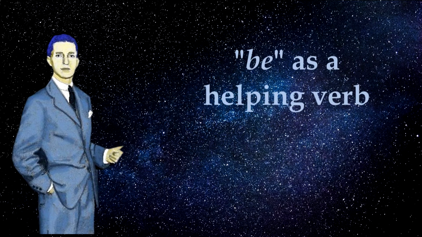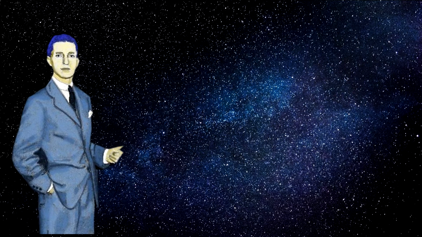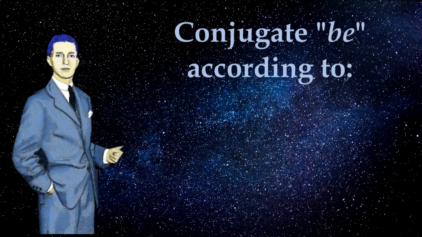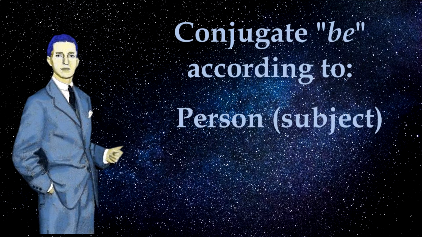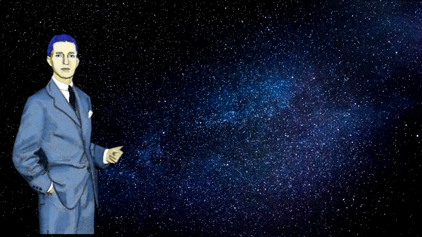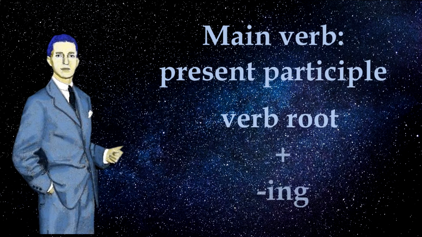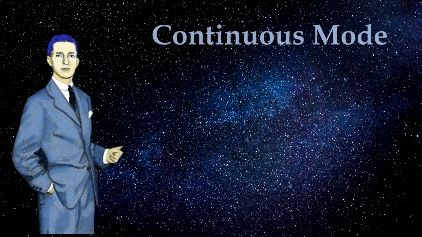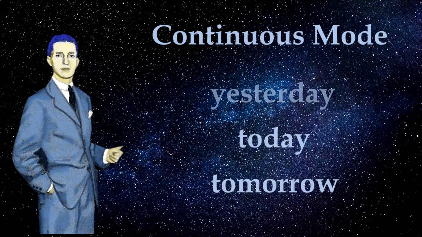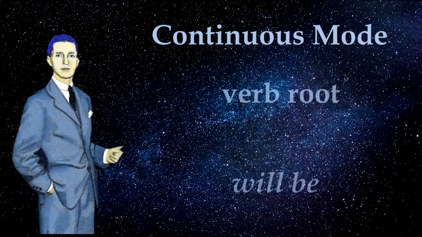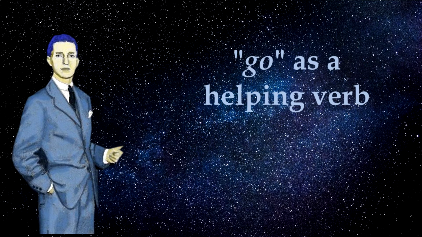Let's start with be as a helping verb. Be as an auxiliary is part of the construction of the mode known as the progressive, or continuous. We will conjugate the auxiliary be according to the person, or subject, and the time frame, or tense. The main verb will be a present participle form, which is the root of that verb with an ing stuck on the end. The continuous mode can be set in three tenses: the past, the present, and the future. In each of these, be will be in the desired tense, but the main verb will continue always to end with ing, no exception.